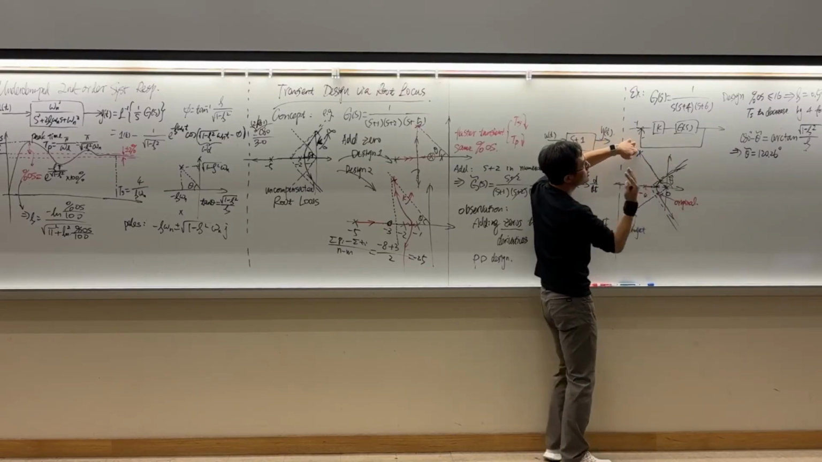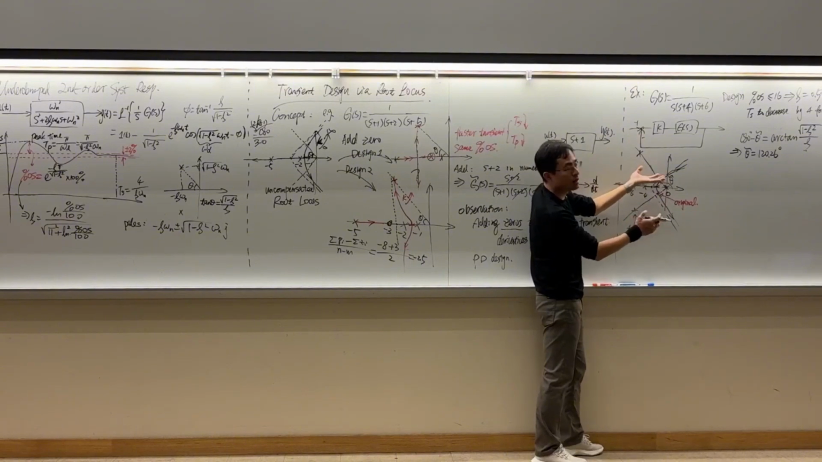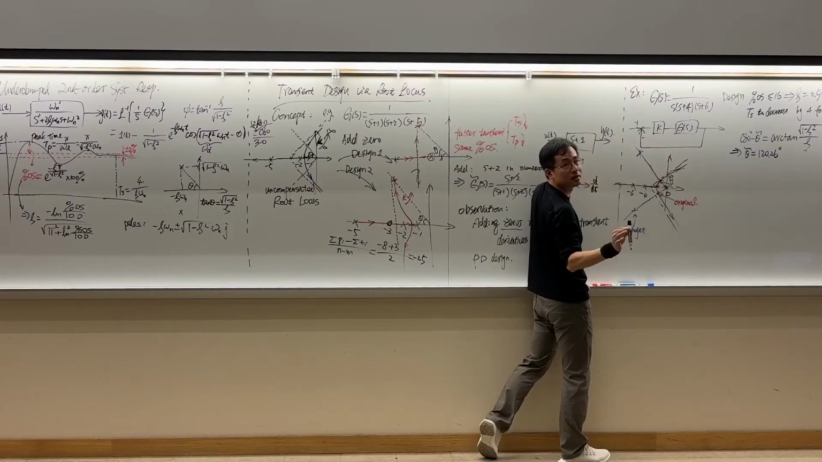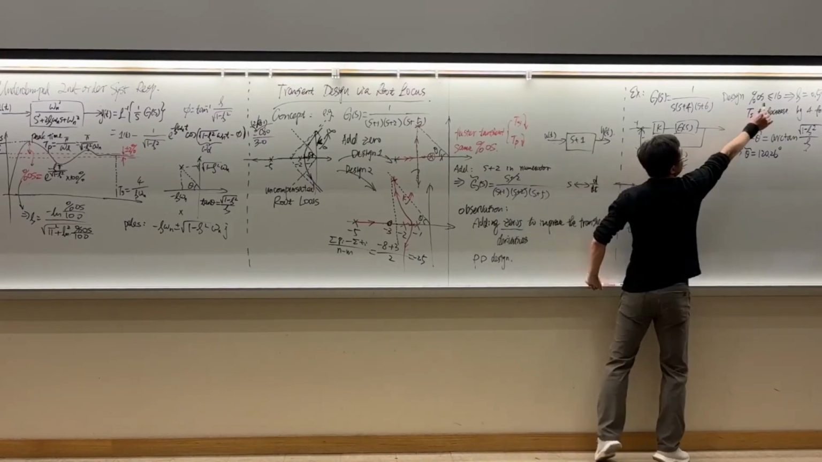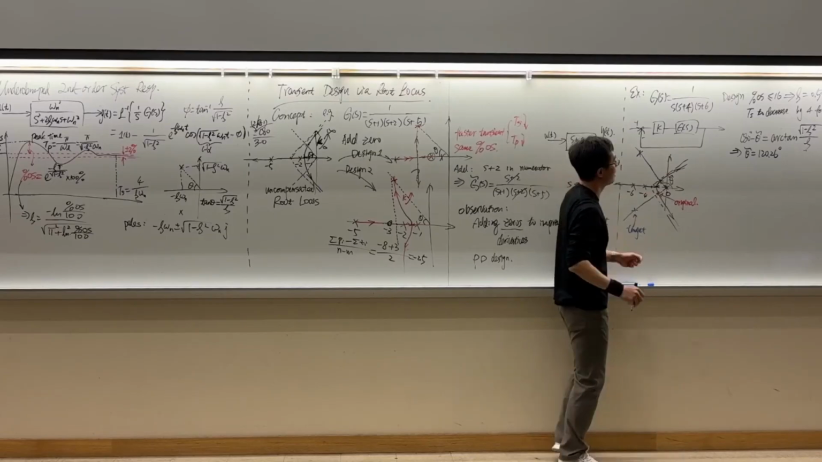To make it smaller than 16, you can very easily know whether this angle should rotate to the left or rotate to the right. I leave that to you as something to think about. If I want my percentage overshoot to be smaller, should I rotate this angle to the left or to the right? Think about it after class.